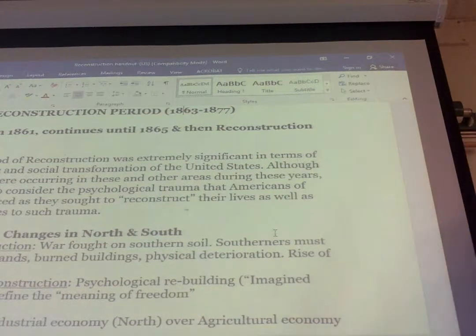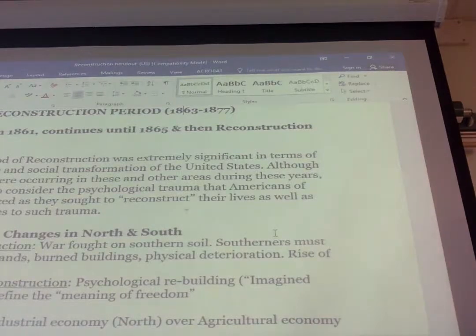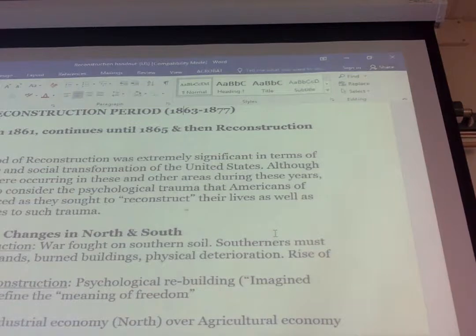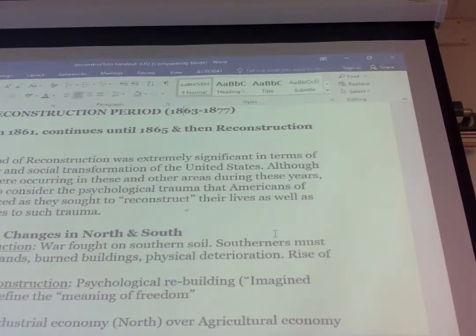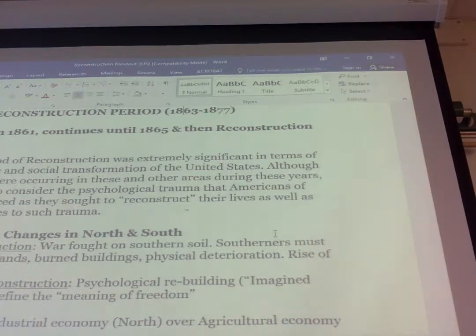So, for example, January 1st, 1863, Abraham Lincoln's Emancipation Proclamation goes into effect. Right? Anybody heard of Lincoln's Emancipation Proclamation before? What is that? What is that about? Some kind of proclamation, right? Some kind of declaration. What is he doing?